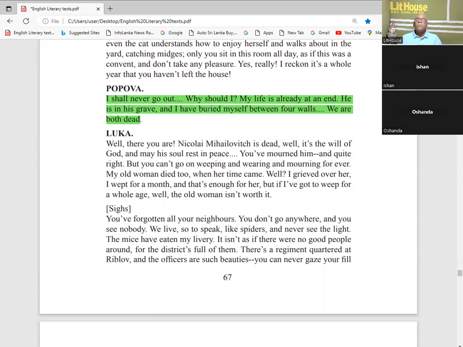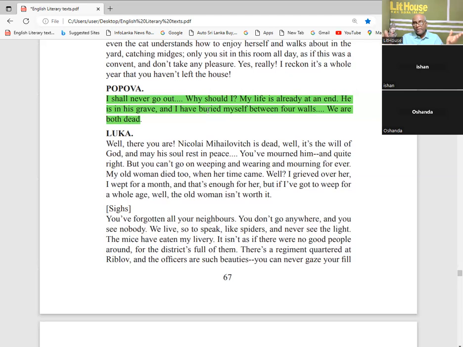Why? My life is already at an end. What is the meaning of end? At an end means death. I am also at my death. I am also like a person, a dead person. I am also like a dead person. I don't have any feelings.